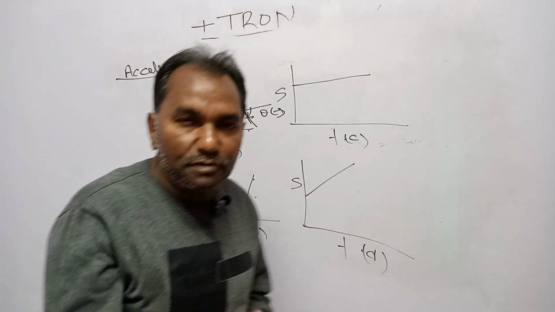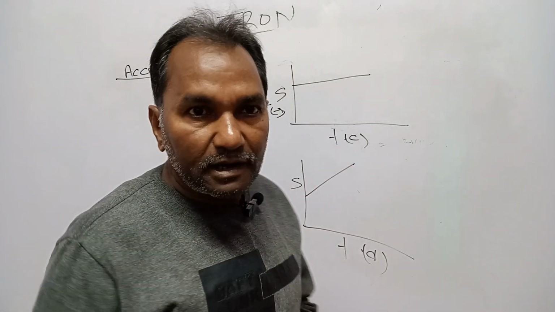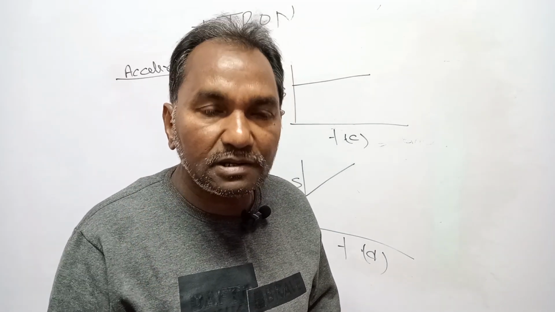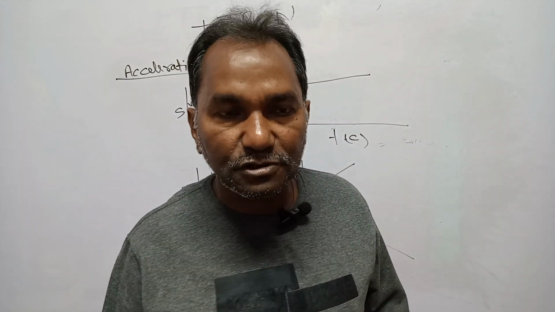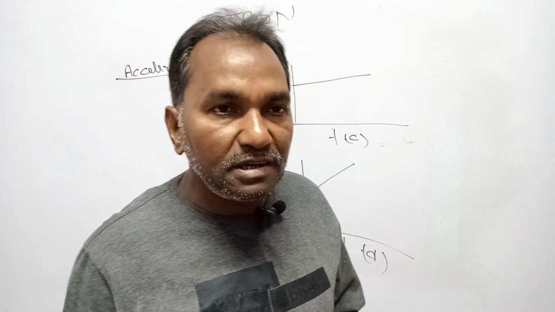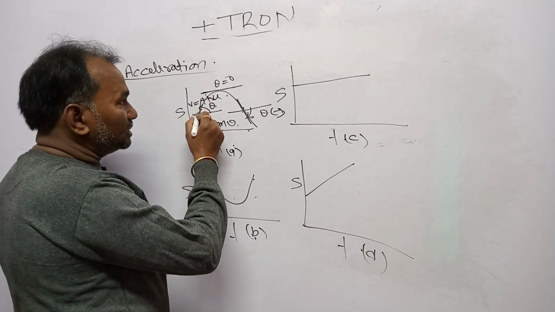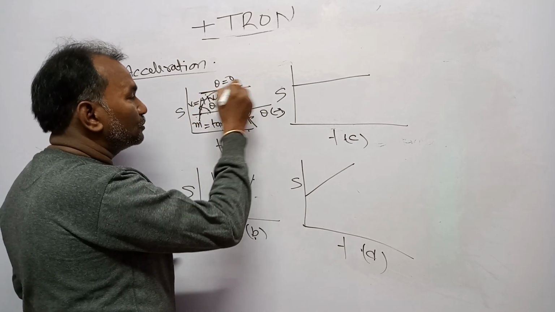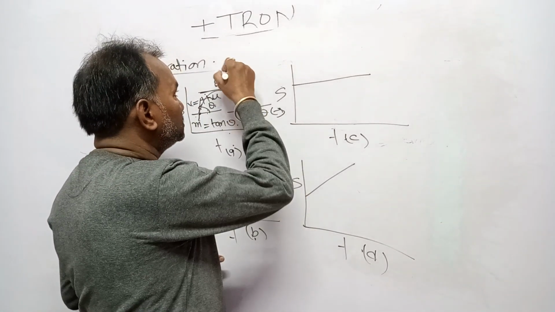Because it is a graph between displacement and time, I am repeating my words: if the graph is between displacement and time, then the slope will represent the velocity, ds upon dt. If the graph is between velocity and time, then the tangent at any instant will represent dv upon dt, I mean the acceleration. Now dear students, at this point the slope of the tangent is positive, so velocity is positive. At this point the tangent is parallel to the x-axis, so the slope is 0, and the velocity will be 0.